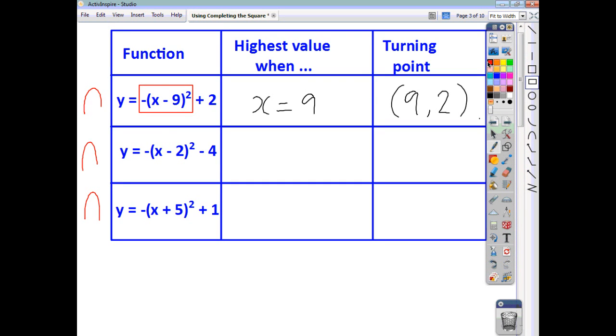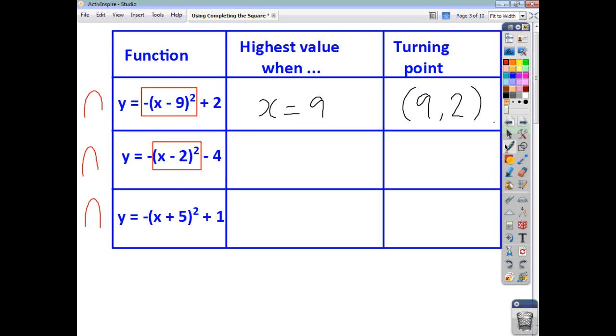Again, if we go on to this one, this function will be at its greatest when whatever it is you're taking away is going to be at its minimum. How small can that get? Anything squared can't get smaller than 0. What value of x would give me 0 in here? Because 0 squared is 0, x would have to be 2. So our function never gets any greater than negative 4. And that value of negative 4 occurs when x is 2. So our turning point is (2, -4). Let's do another one.